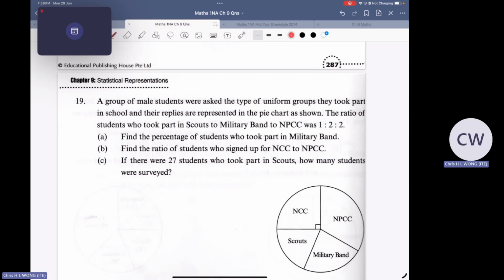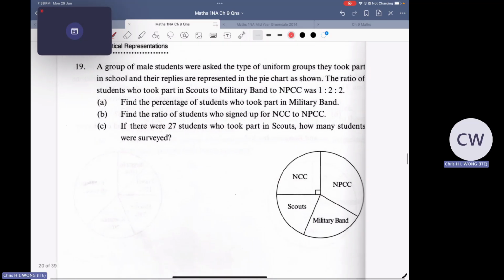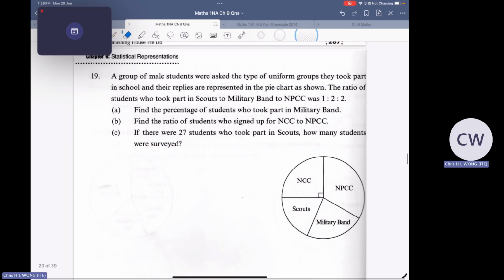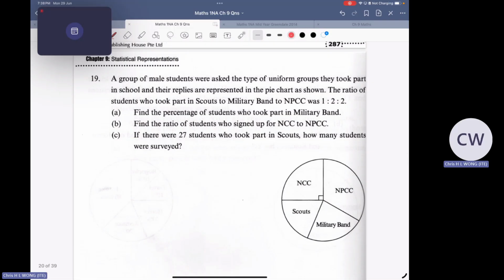The ratio of the students who took part in the scouts to military band to NPCC, they give you a ratio of 1:2:2. So put down the ratio first, okay? You are supposed to find out the percentage of the students who took part in the military band. How many percent is this? First question.